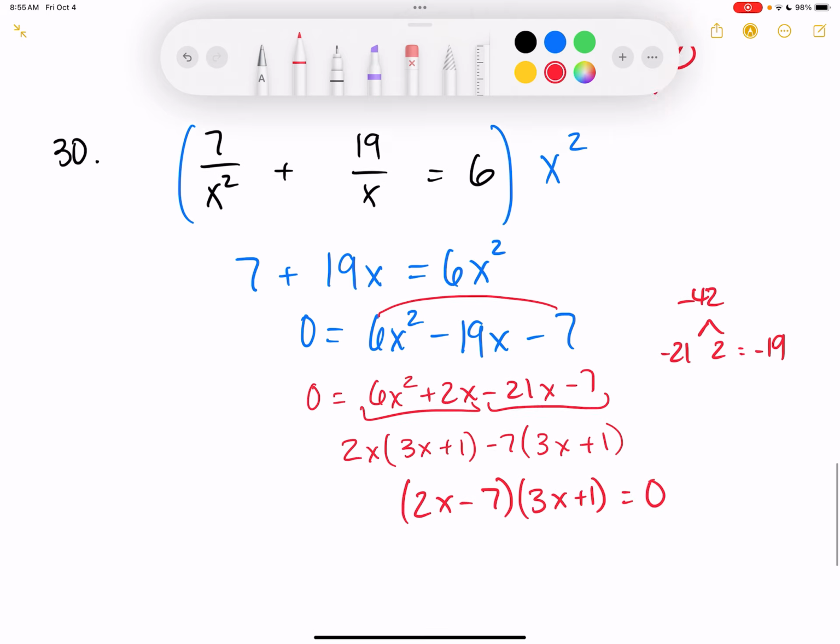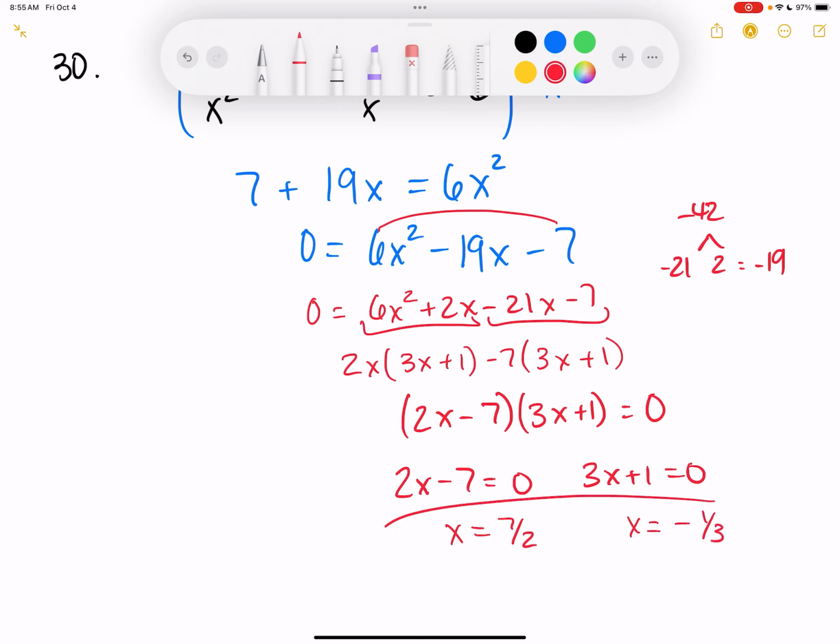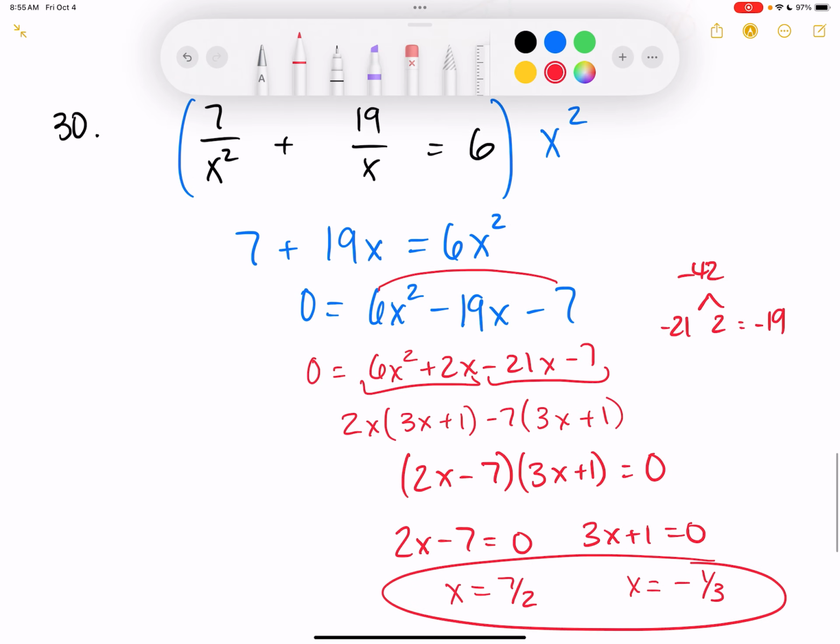Now use zero factor property. So 2x minus 7 equals 0, and 3x plus 1 equals 0. So over here, I've got x equals 7 over 2, and on this one, x equals negative 1 over 3. Now, I should still check, are any of those going to cause a problem up there? No, because the only thing would be if it was 0, right? So I don't have to worry about that.